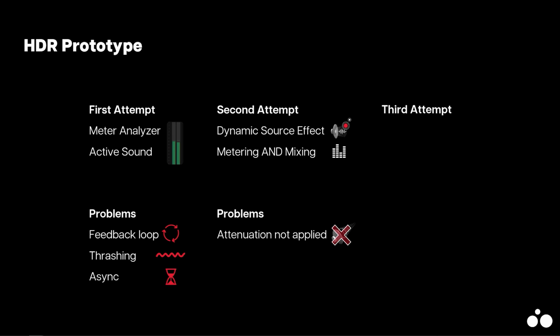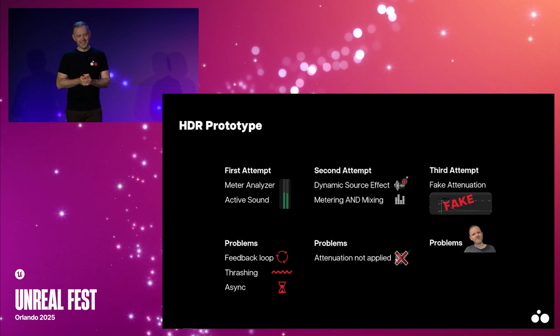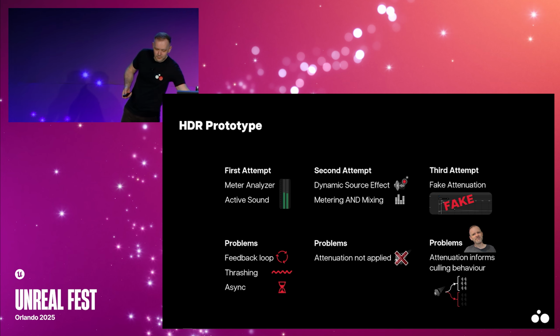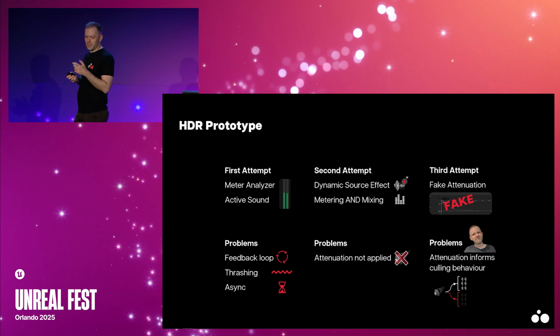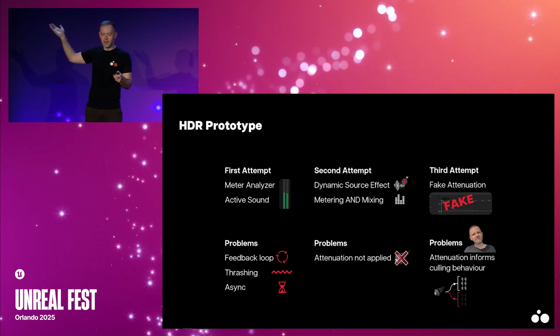So for the third attempt, we tried to re-implement distance attenuation behavior within the source effect that we made and programmatically disable distance attenuation for all HDR sounds. And yeah, that seemed to work pretty well. But the attenuation volume is used to inform culling behavior and provide other information to the rest of the audio engine. And we found from this that HDR needs to be able to control attenuation volume and sometimes force it higher to prevent sounds with high loudness from being attenuated when they're the loudest in the system. Like if they're further away but still the loudest, they would get distance attenuation, which we didn't want.